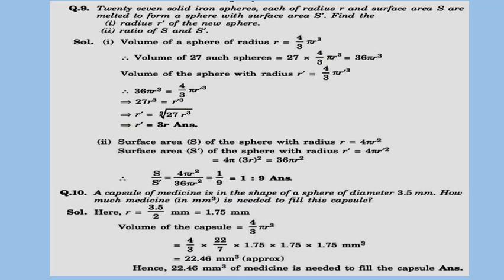10th question. A capsule of medicine is in the form of a sphere of diameter 3.5 millimeter. How much medicine in millimeter cube is needed to fill this capsule? Now radius is diameter upon 2, that is 1.75 millimeter. Substitute the value. The answer is 22.46 millimeter cube. So 22.46 millimeter cube of medicine is needed to fill the capsule.